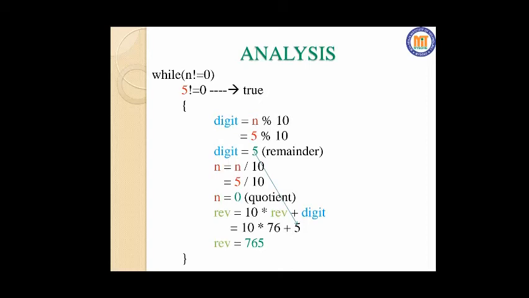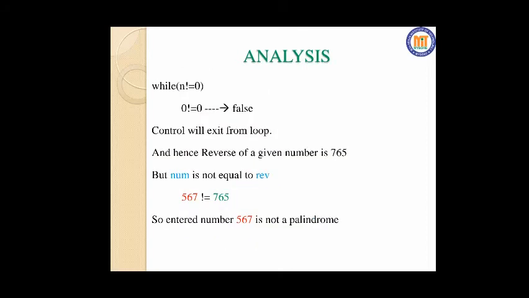Your reverse is updated. Now again check the condition while n not equal to 0. But here, in the previous step, n has become 0, the quotient has become 0. So n not equal to 0 condition becomes false. The while loop execution stops. Control will exit from the loop, and hence the reverse of the given number is 765. But the number is not equal to the reverse, that is 567 is not equal to 765. So the entered number 567 is not a palindrome number.